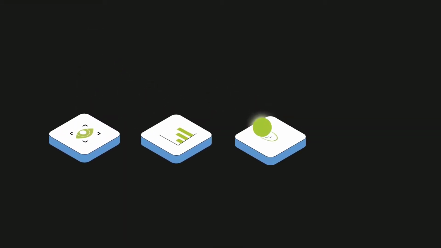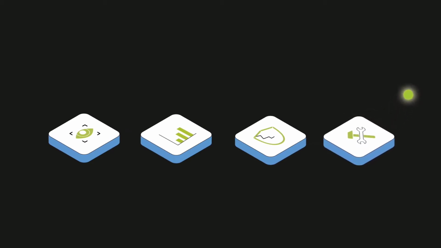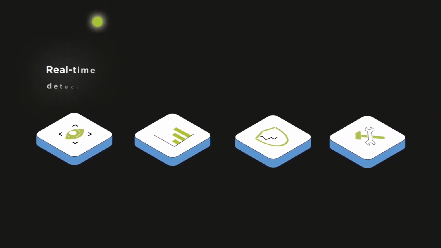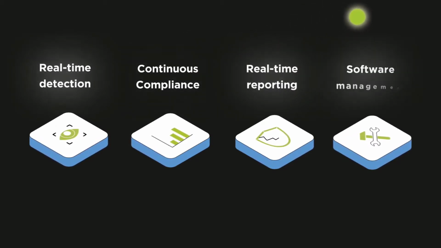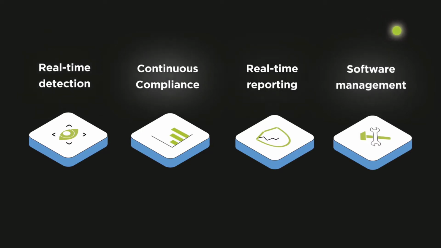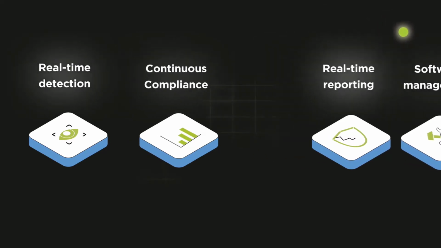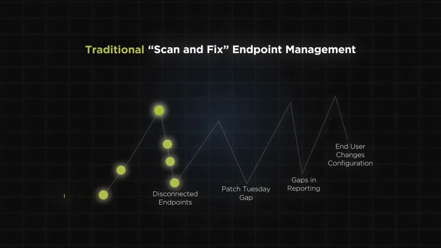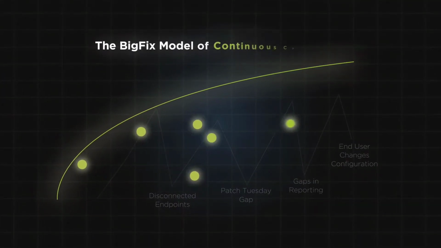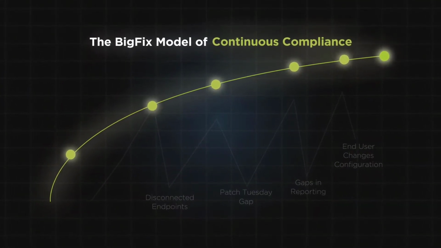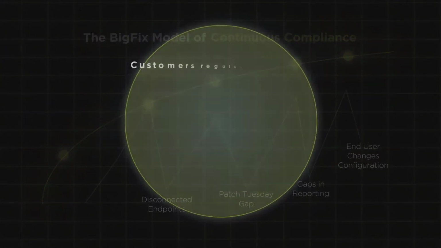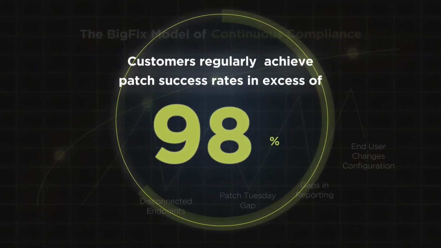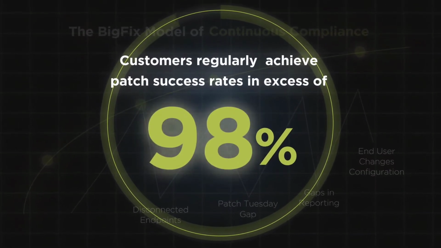Unlike management systems that commonly come packaged with endpoint operating systems licenses, the BigFix continuous compliance technology provides near real-time detection, reporting, and management of security misconfigurations and patch status, even if the device is offline. In fact, BigFix is the only endpoint management platform that continually heals endpoints that have been taken out of a compliant state by the end user or other means. Due to BigFix's unique approach, customers regularly achieve patch success rates in excess of 98%.